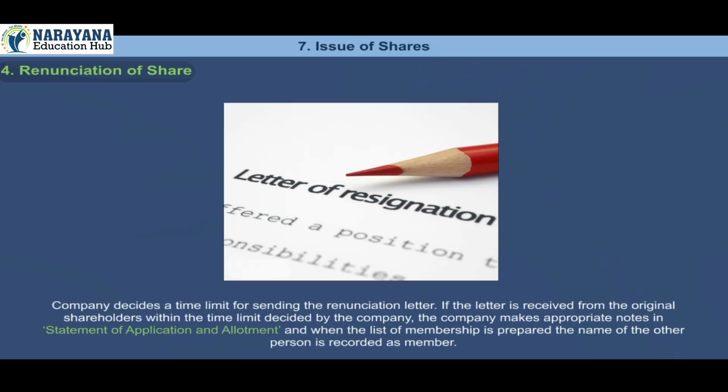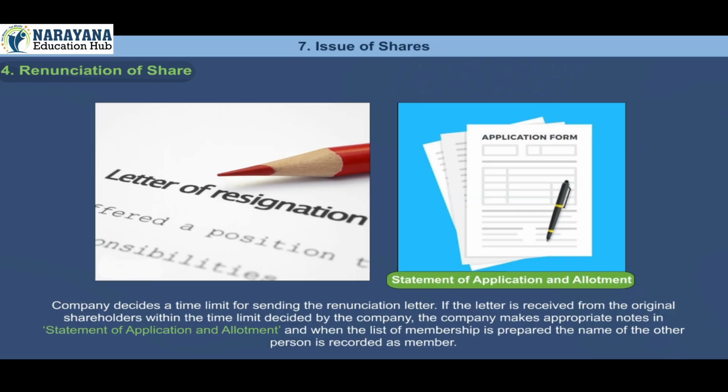Company decides a time limit for sending the renunciation letter. If the letter is received from the original shareholders within the time limit decided, the company makes appropriate notes in statement of application and allotment. And when the list of membership is prepared, the name of the other person is recorded as member.